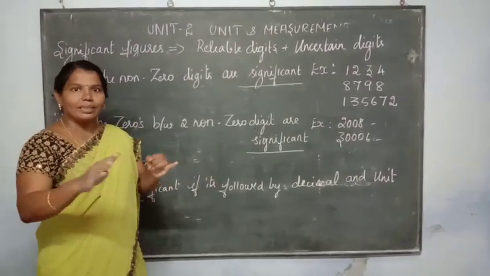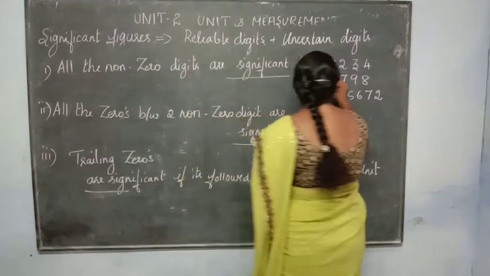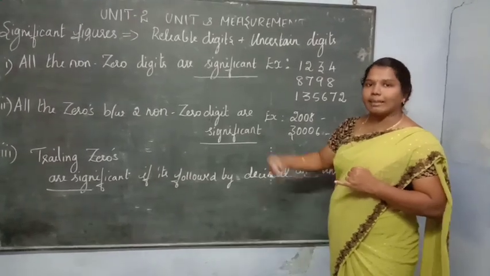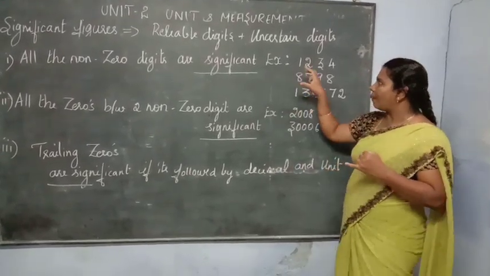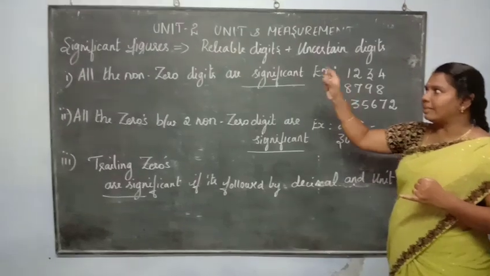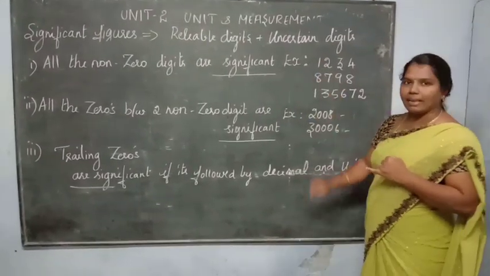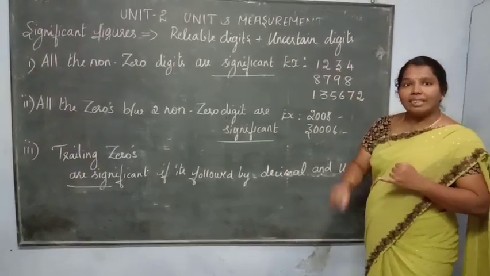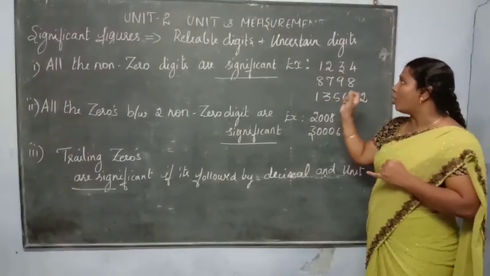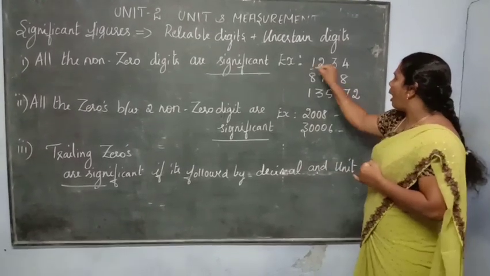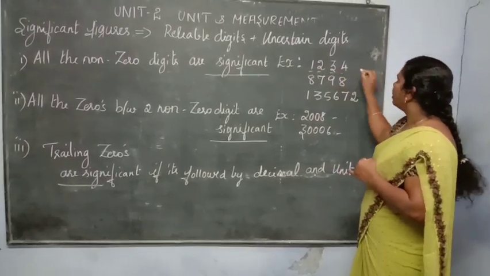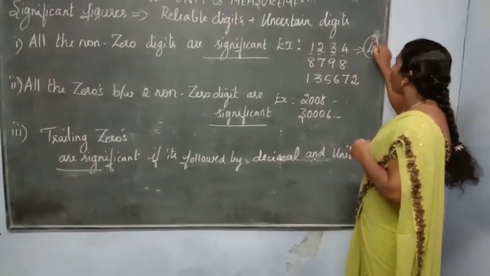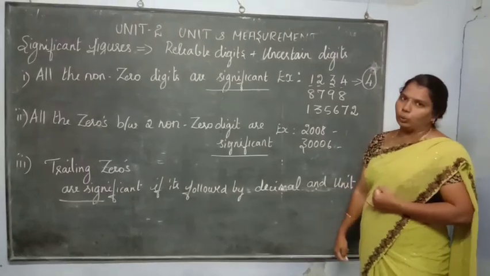So 1 to 9, these are the decimals. See here, 1, 2, 3, 4. In this example, what are the significant digits? It is asked in one word. They are giving some numbers and asking what the significant digits are. This is the first example, 1, 2, 3, 4. How many digits are there? Just count the digits, you don't add them. 1, 2, 3, 4. The number of digits in this example is 4. Therefore, there are 4 significant digits in 1, 2, 3, 4.